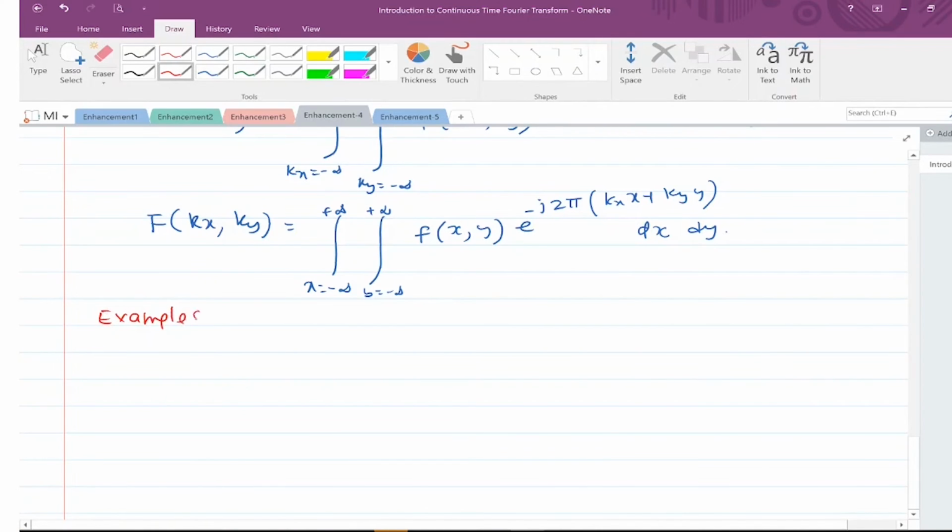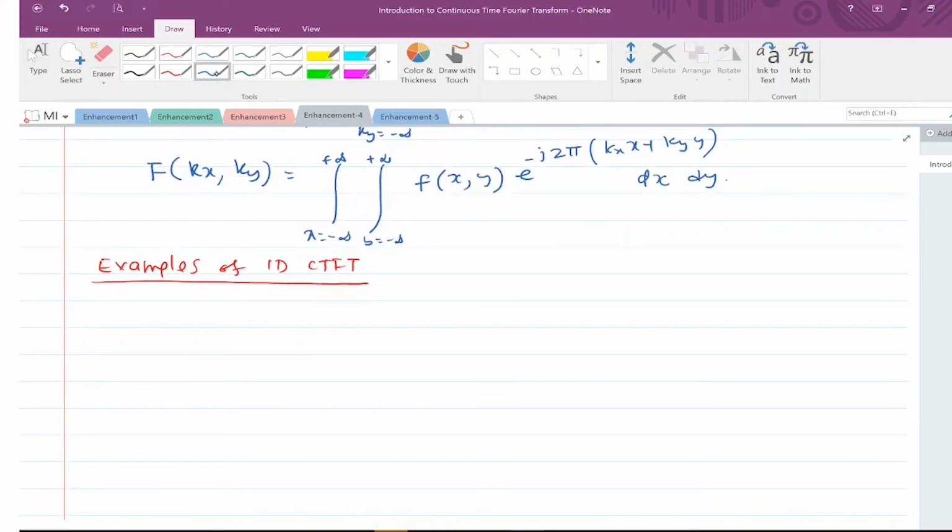This you should know by heart. Examples of one-dimensional CTFTs. By the way, there are slightly different names that are used in case of the MRI domain, so I will introduce those naming conventions also here. The first one I want you to work out is the box function. This is also referred to as rect function.